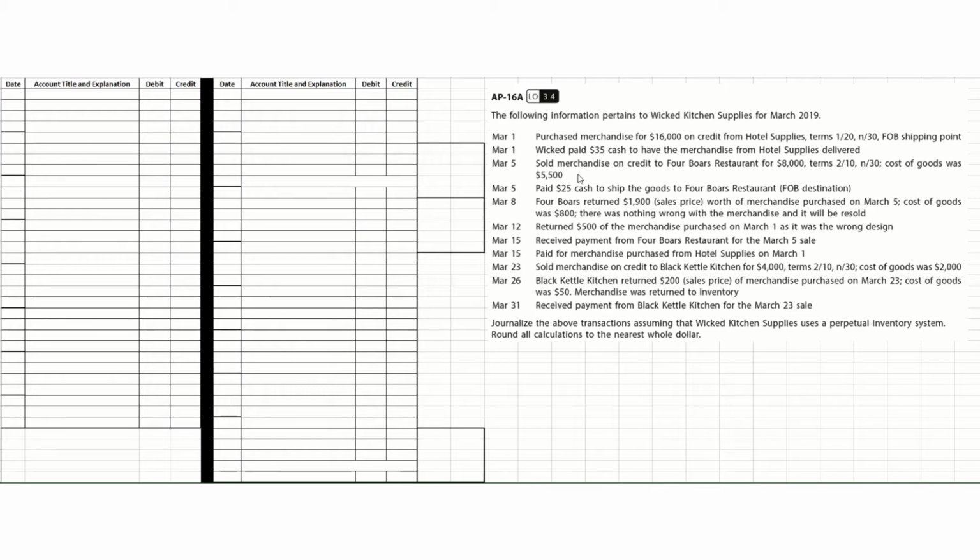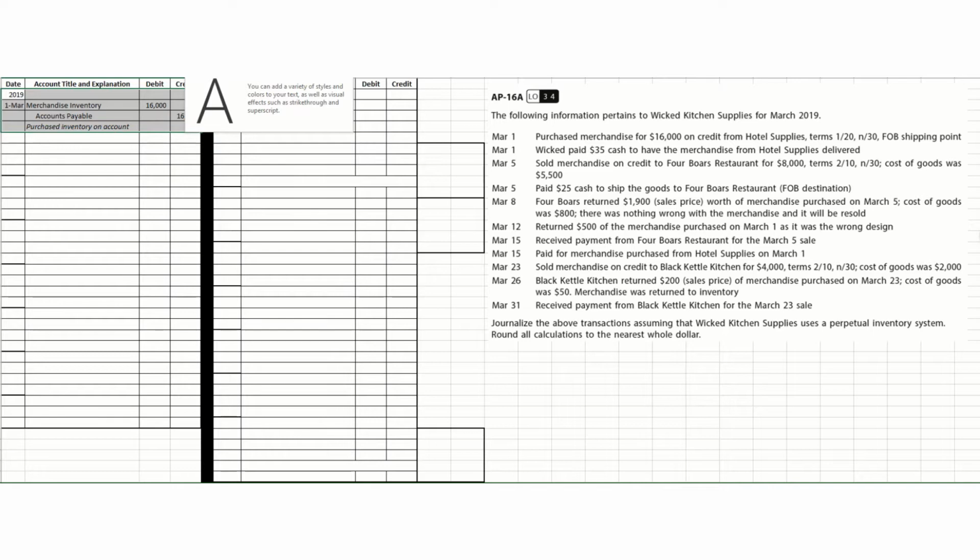The first item that we're given is March 1st, they purchased inventory for $16,000 on credit from a company called Hotel Supplies, terms 1/20 net 30. So the first part of the transaction is to record the fact that we now owe Hotel Supplies the $16,000. And we've set that up as a credit to accounts payable and a debit to our merchandise inventory.